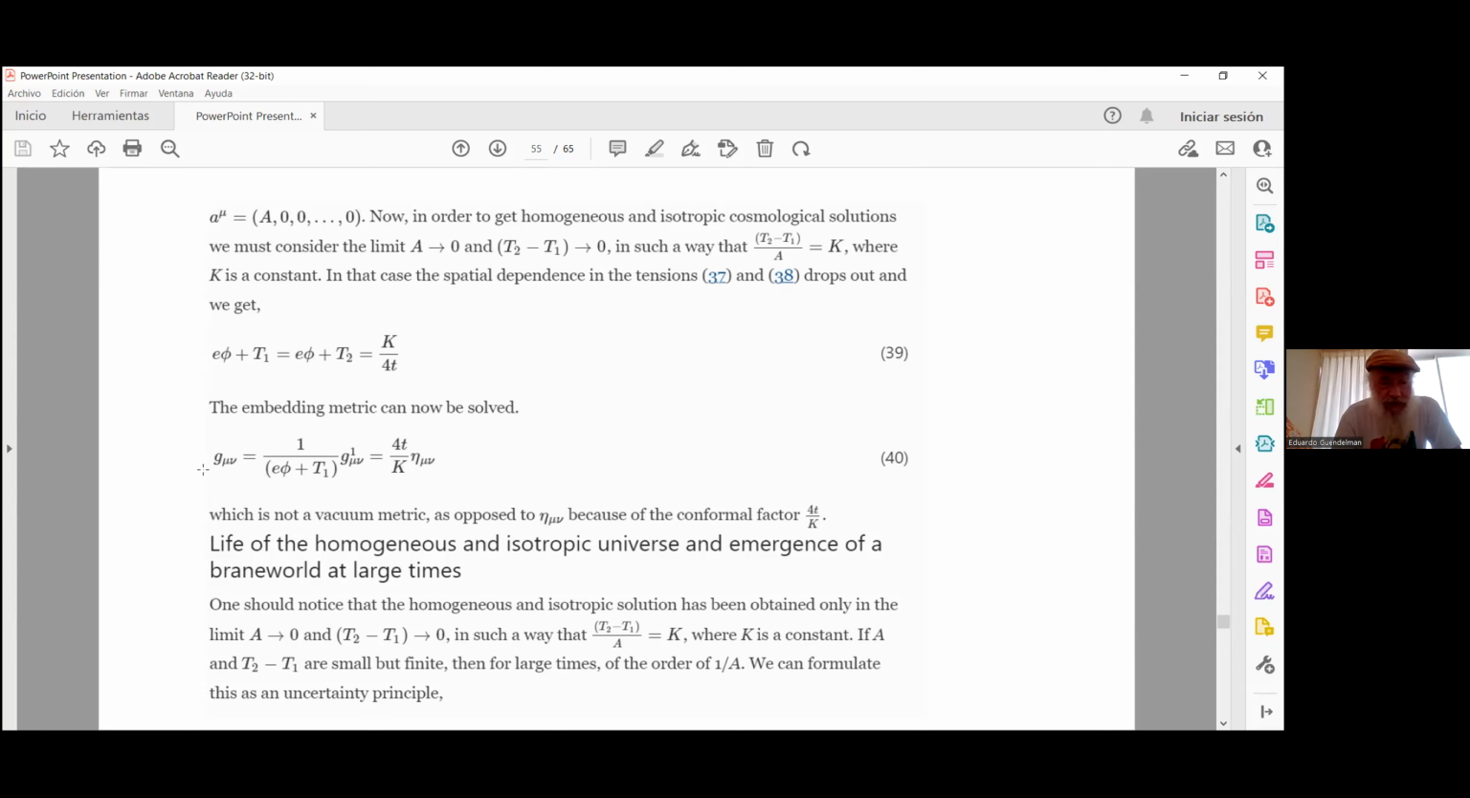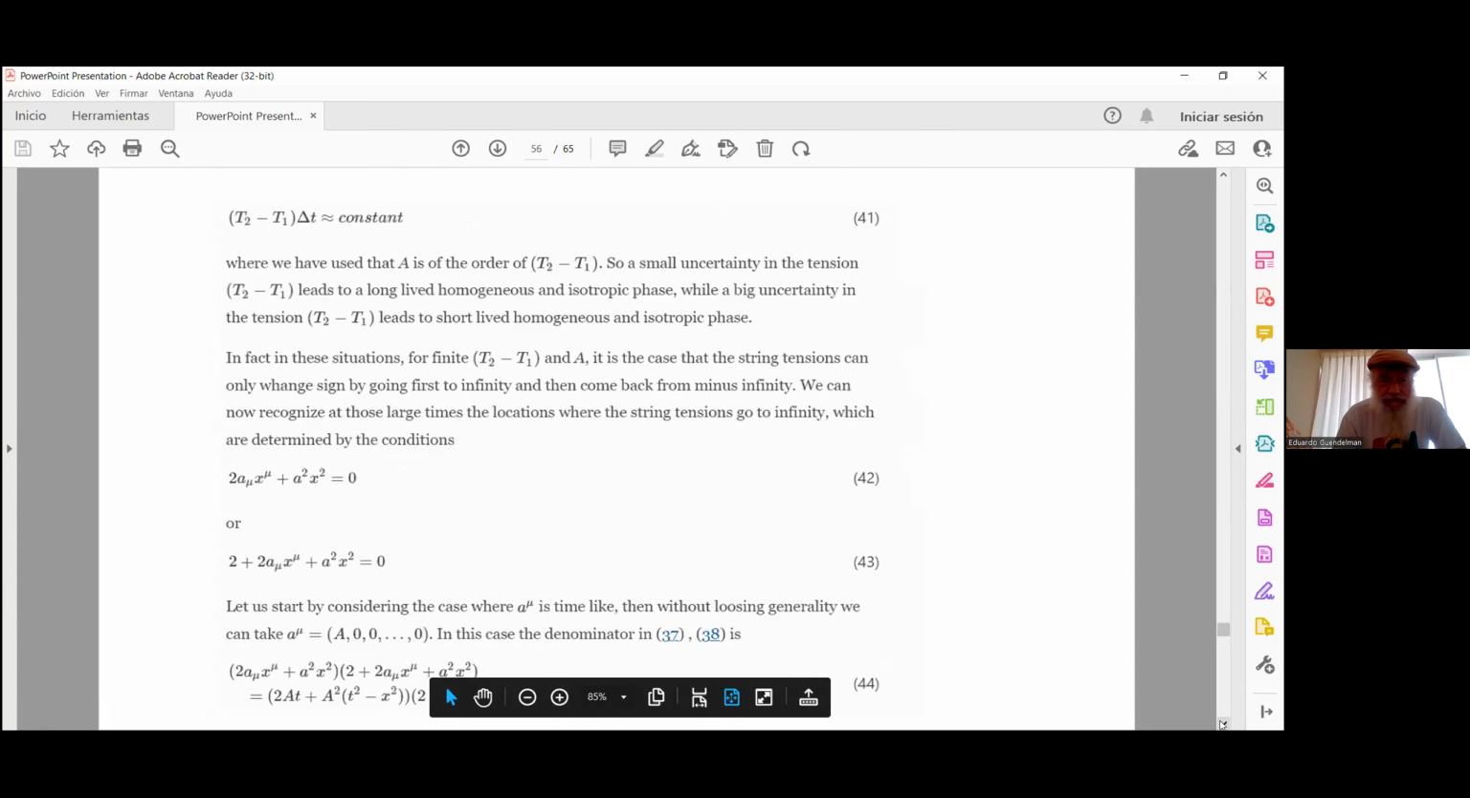And you don't get the brane world. In this limit, you just get the homogeneous and the isotropic universe. Now, if you consider that A is finite and T2 minus T1 is small but finite, you will recover the brane world in a time delta T given by this equation.